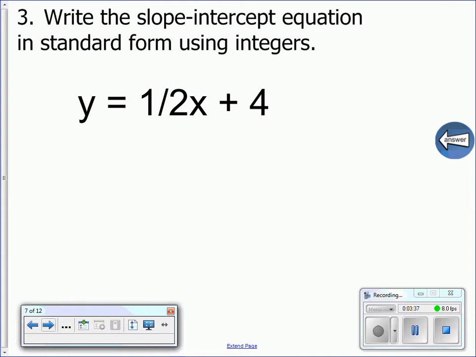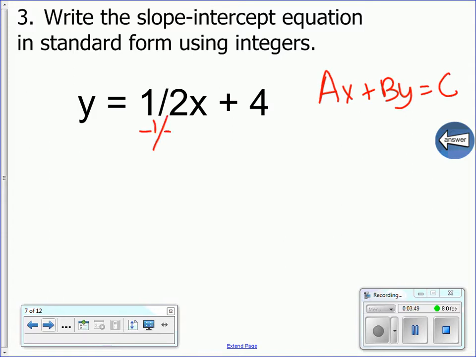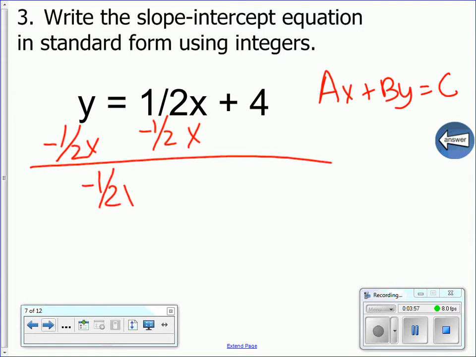Write the slope-intercept equation in standard form using integers. So remember, standard form is ax plus by equals c. So that means I need to get the x over on the left-hand side, so I'll subtract 1/2 x from both sides. That gets me -1/2 x plus y equals 4.